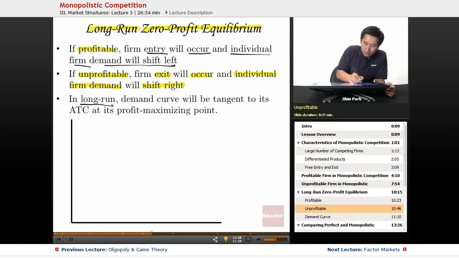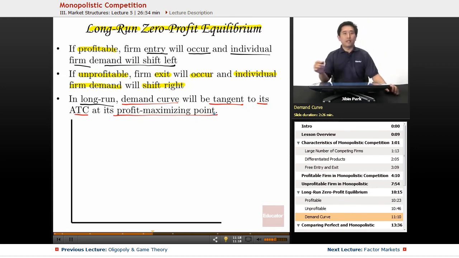Now, in the long run, the demand curve will be tangent to its ATC at its profit maximizing point. So basically, you have the same graph as a monopoly not making any economic profit, except this is now a long run equilibrium for a monopolistically competitive firm. So this is how it would look.